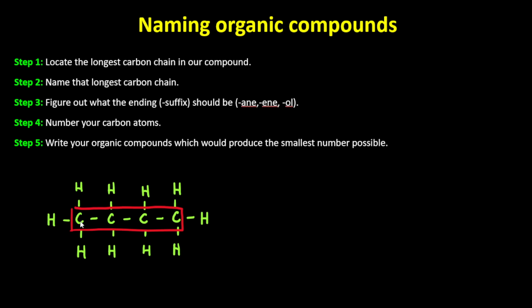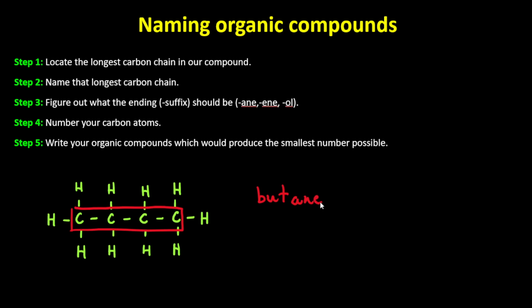Now it's going to be 1, 2, 3, 4. So this will be "but". And look at your entire hydrocarbon. It does not have any double bonds, or any OH or anything else. It's very simple. So it's simply going to be an alkane. So your name is just butane.